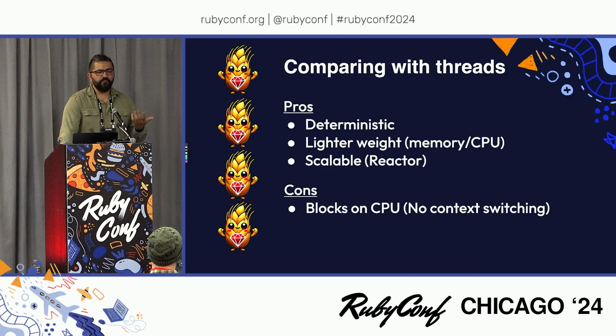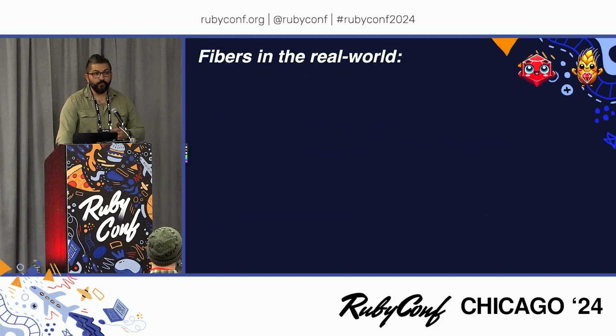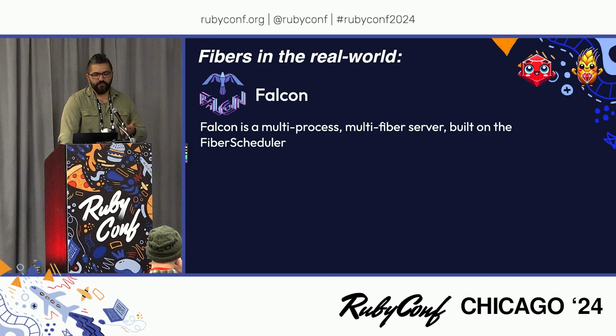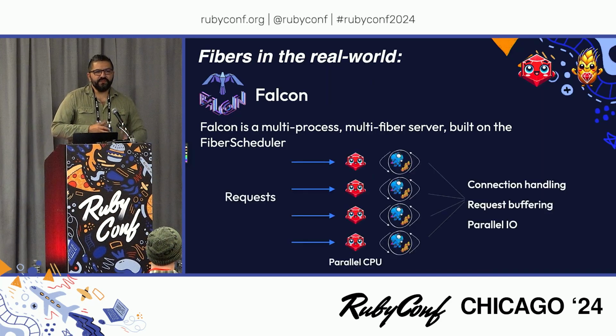The con, which is sometimes a big one, is that they block on CPU. If a fiber starts doing a really heavy CPU operation, there's nothing you can do about it without it cooperatively scheduling another fiber. So what's an example of fibers in the real world? We've got Falcon, which is a multi-process, multi-fiber server built on the FiberScheduler. Like our previous examples, like everything in C Ruby, the parallelization happens from our processes, but then everything else, our connection handling, our request buffering, our parallel I/O, all of that just gets handed off into the FiberScheduler.